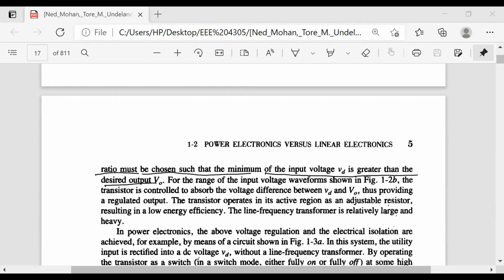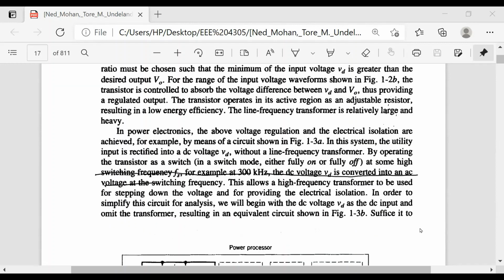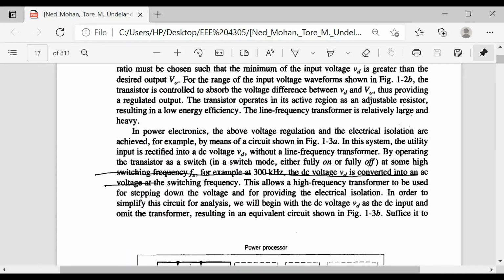And also, if you use the line frequency transformer, it is very large, and also the power loss will be there. But now we will be talking about our power electronics. If you want to use power electronics here, let us look at a circuit.